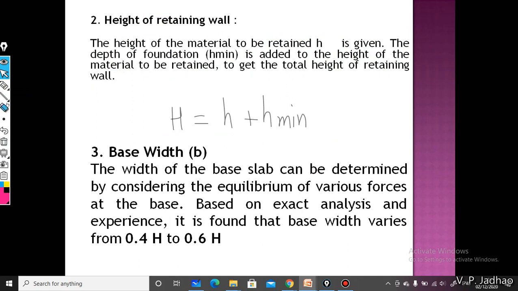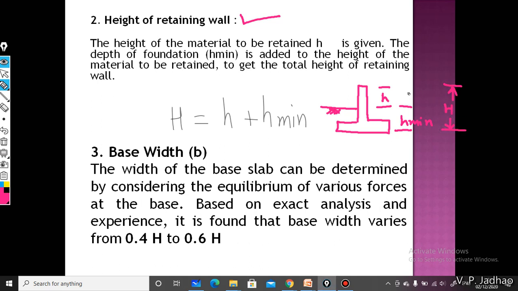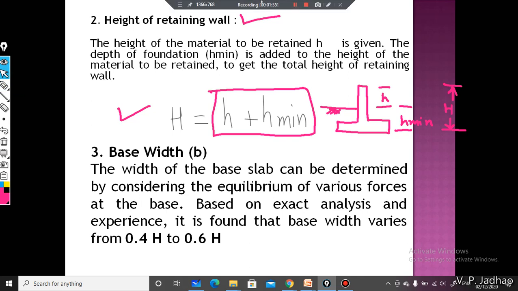Then we have seen the total height of the retaining wall. If this is your retaining wall and this is your GL, the ground level, and this is small h, and this will be h minimum, then this total height H will be h minimum plus h. So this is the formula which is used for calculating the total height of the retaining wall.